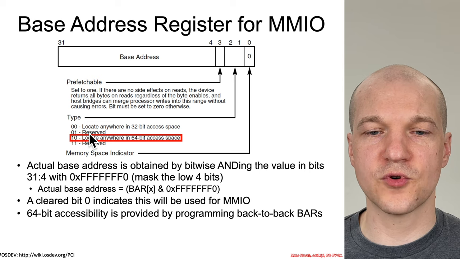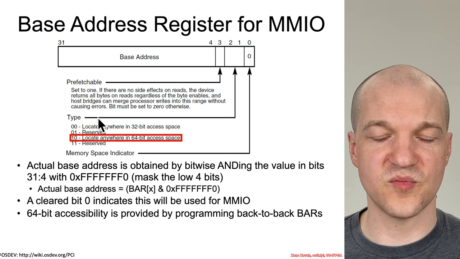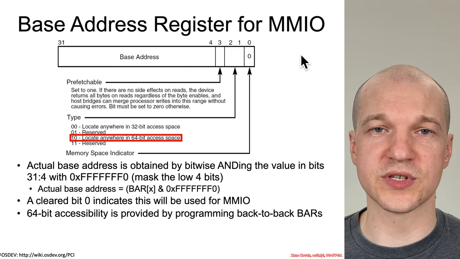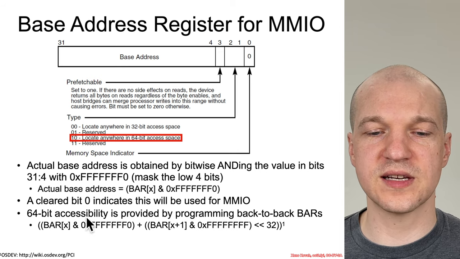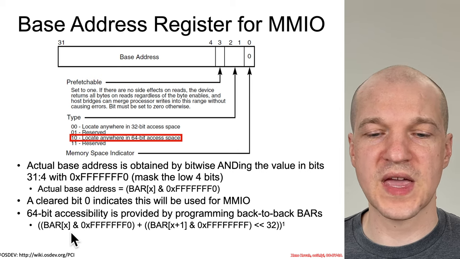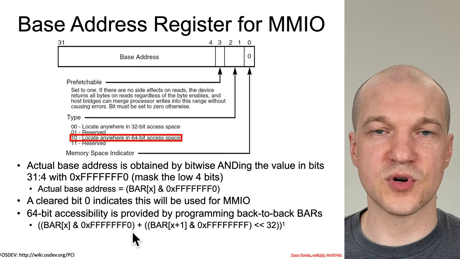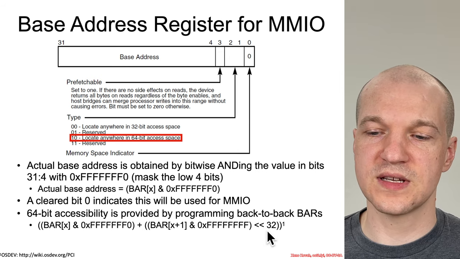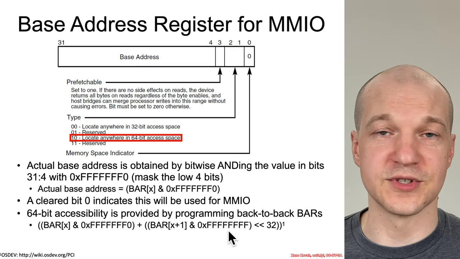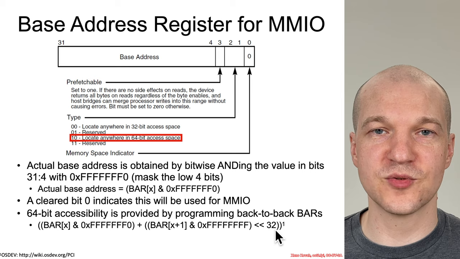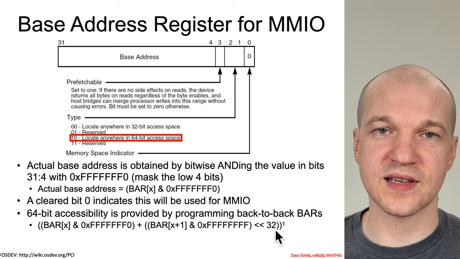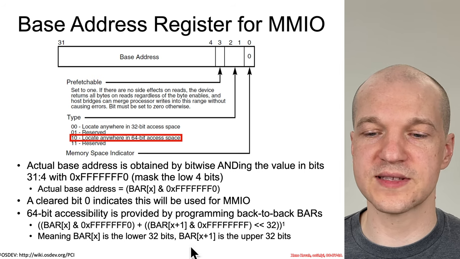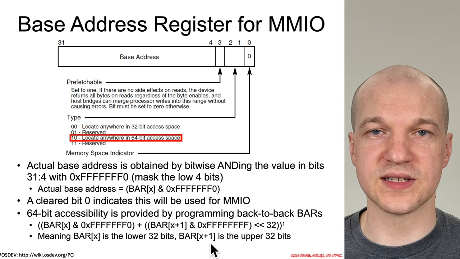As mentioned before, 64-bit addresses means that you need to take two consecutive bars, two consecutive 32-bit values, and fill in an address in this portion and then also in a portion of the next bar. So the way that's calculated is, let's say it was bar 0, you would mask off the least significant 4 bits as usual, and then add that to the next bar, not masked at all, shifted by 32 bits, which is basically the most significant 32 bits of that 64-bit value. So bar 0 is the least significant 32 bits, and bar 1 is the most significant 32 bits.